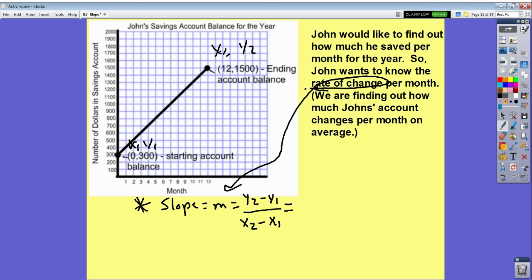So after this, all we have to do is plug in the values. I'm going to write my fraction bar, write my subtraction in, and now I'm just going to plug in everything. So y2 is 1500. Y1 is 300. X2 is 12. And X1 is 0. So now we have 1200, because 1500 minus 300 is 1200, divided by 12, because 12 minus 0 is 12. And then 1200 divided by 12 is just 100.